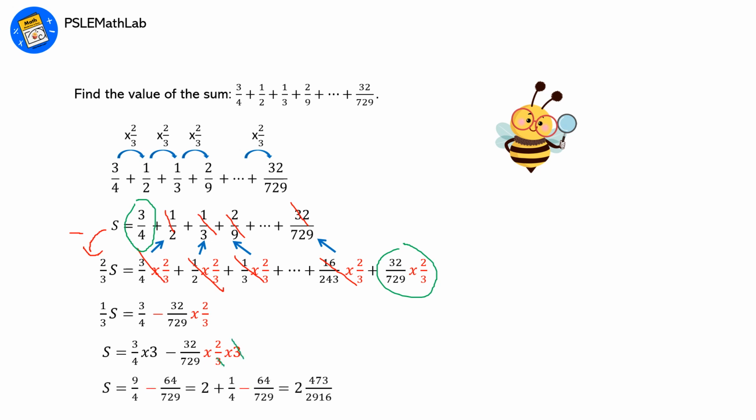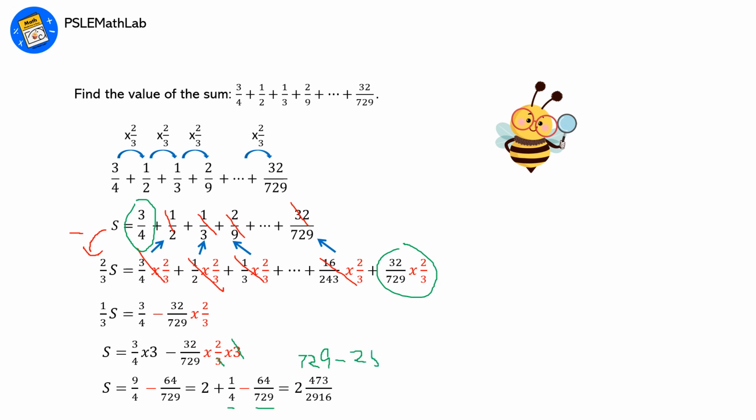So here equals 9 divided by 4 minus 64, 32 times 2, 64 divided by 729, which is 2 plus 1/4, which is 9 divided by 4 minus 64 divided by 729. So for this minus, we need to find the common denominator of these two fractions, which is 2916. And here is 729 minus 4 times 64, 256.